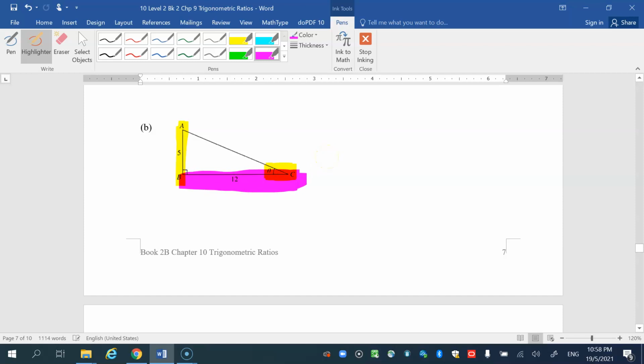Oh my god, this is too pink. Change color. Let me change it to blue.